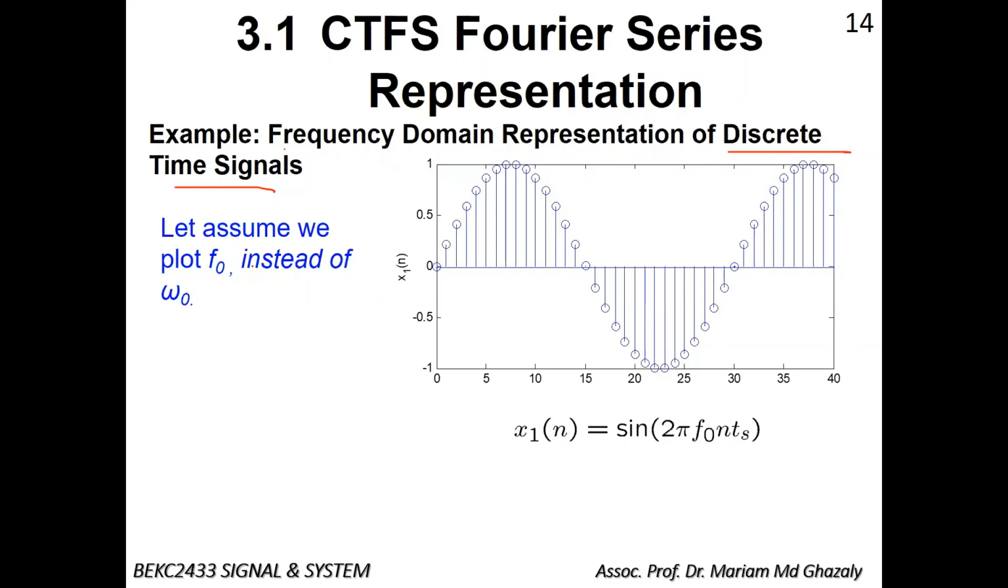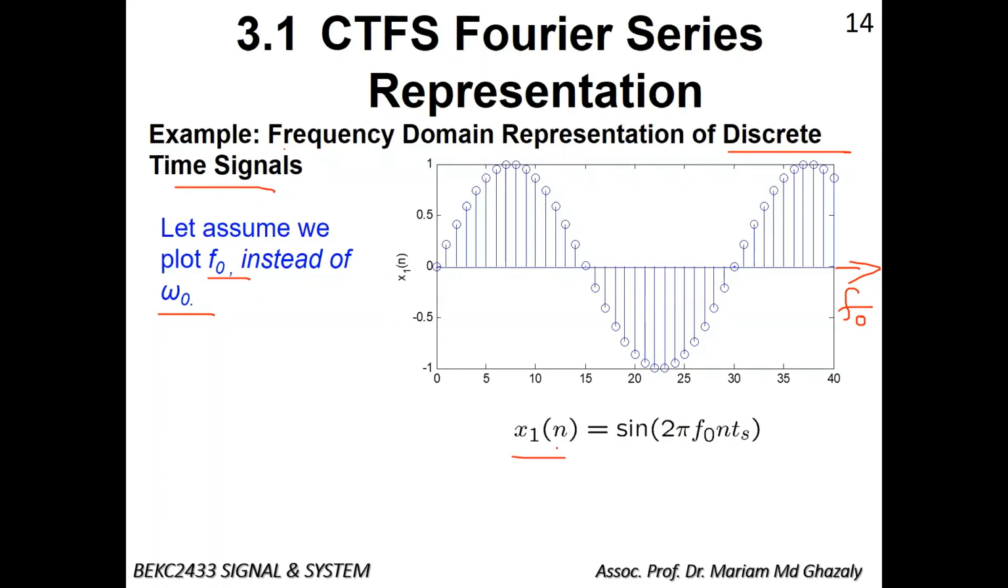So let's assume that we have a plot of a frequency f naught instead of omega naught. So in this case we're going to plot with respect to f naught. Normally for Fourier series we are going to plot it using omega naught. But anyway, you know that omega naught is 2 pi f, so you can actually just calculate what omega naught is. Okay, let's see an example for this.